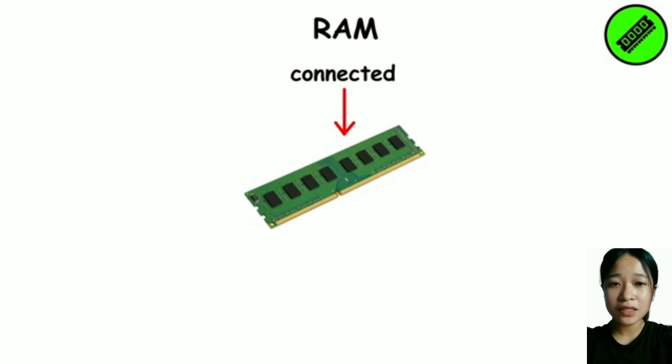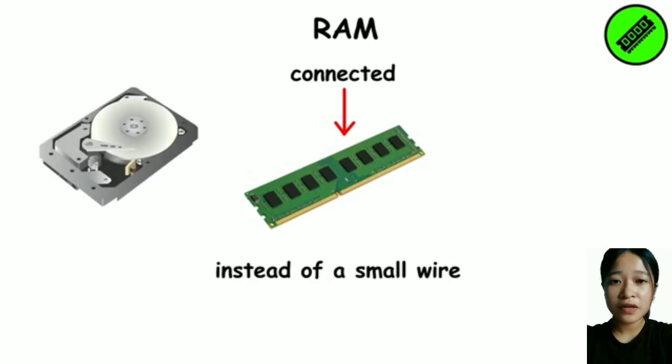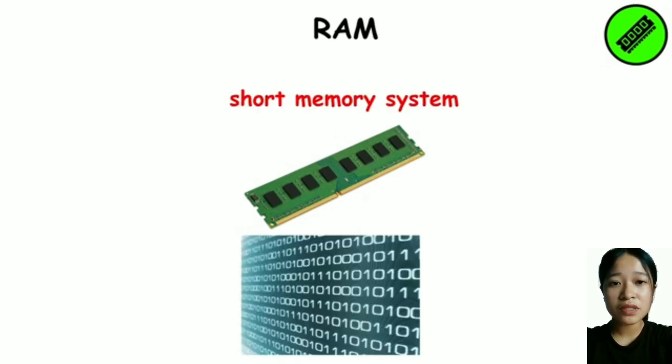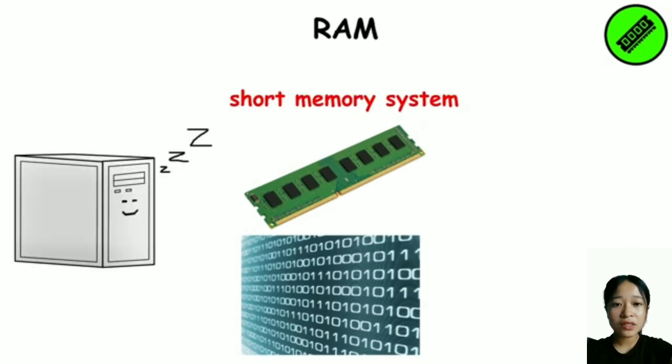The RAM is connected through a long thin stick instead of a small wire like the hard drive. One thing to remember is that you cannot permanently store data on the RAM. It's a short-term memory system, and every time you turn off your computer, the data on it gets wiped.